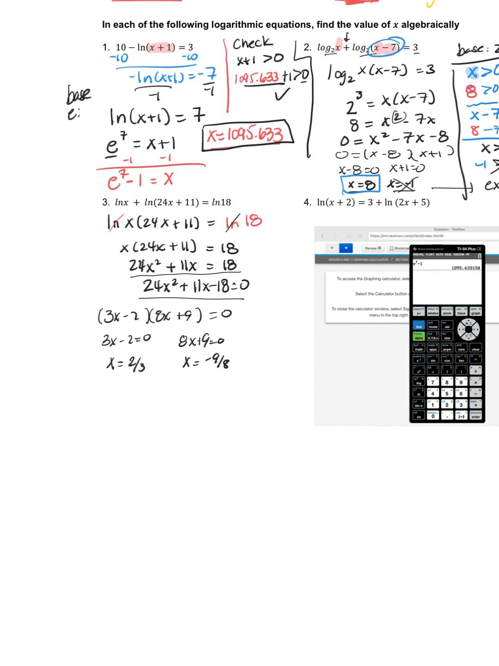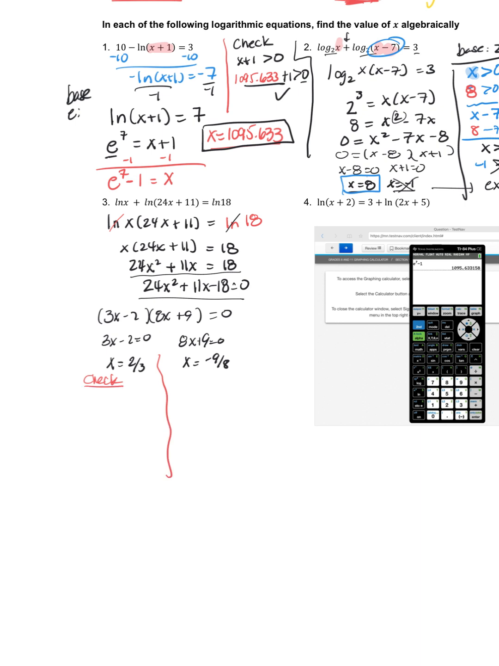Okay, so these are my 2 solutions. X equals 2/3 and x equals negative 9/8. So I want to make sure that I check those now. So I wanted to check with you. So I'm going to check first the 2/3. So I'm going to go to the arguments. So here's my check with 2/3.